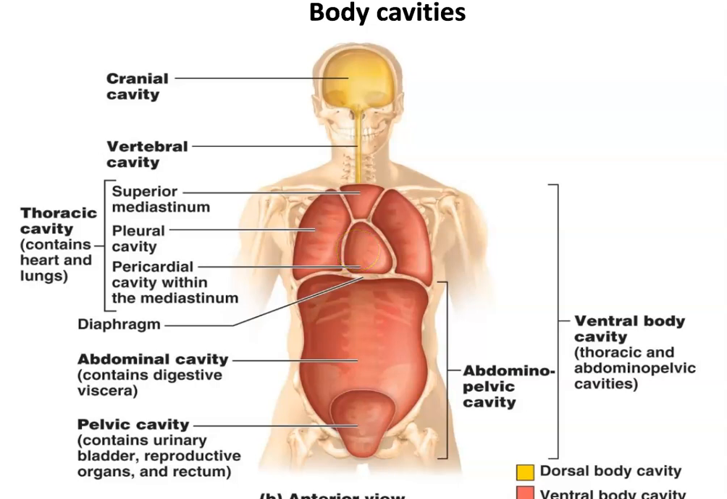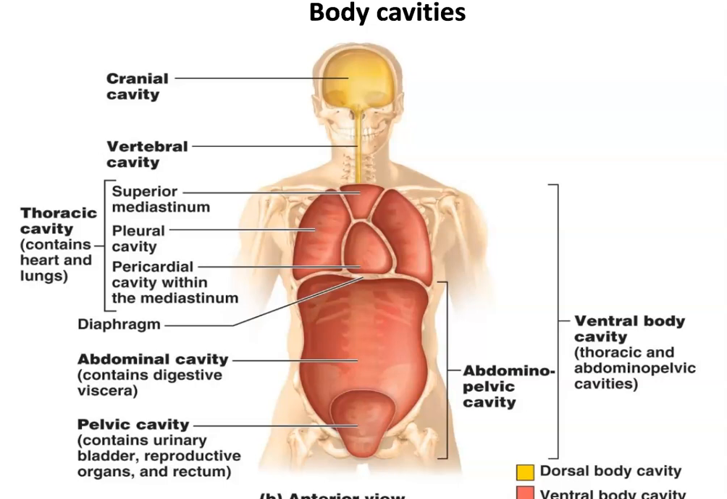The mediastinum is a space between the pleural cavities. It is not a cavity, but it is a space that contains the great vessels that go to and from the heart. It also contains the esophagus, the trachea, the bronchi, as well as other structures.